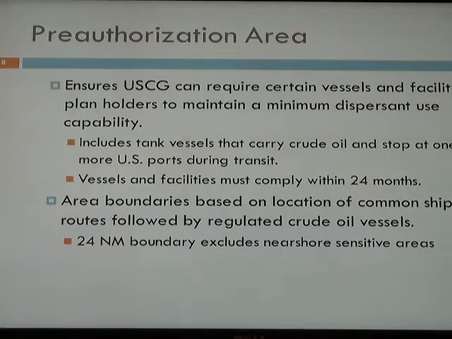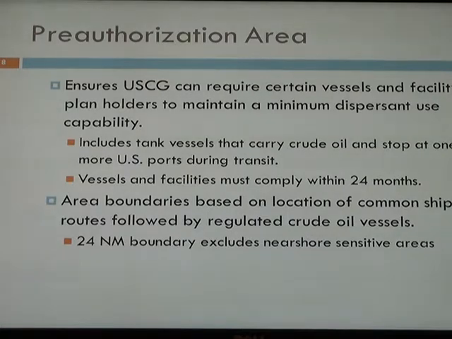So having a pre-authorization area does a number of things. First, it ensures that the Coast Guard can require vessels and facility plan holders to maintain a minimum dispersant use capability, which means they have to have dispersant available in the state and be ready to use it. And that's in accordance with 33 Code of Federal Regulations, Parts 154 and 155. This includes tank vessels that carry crude oil and stop at one or more U.S. ports during transit. And vessels and facilities must comply within 24 months from publication of the Federal Register Notice, which is dated 9th of February 2016.